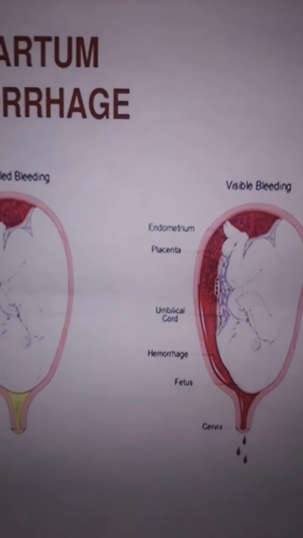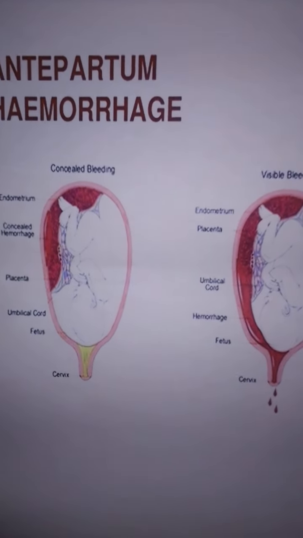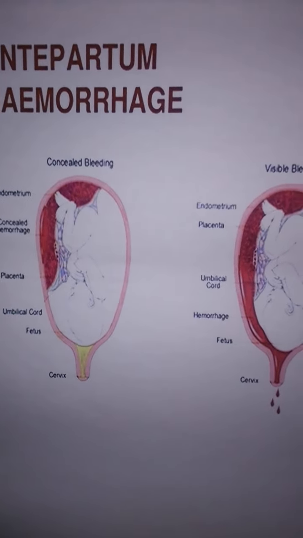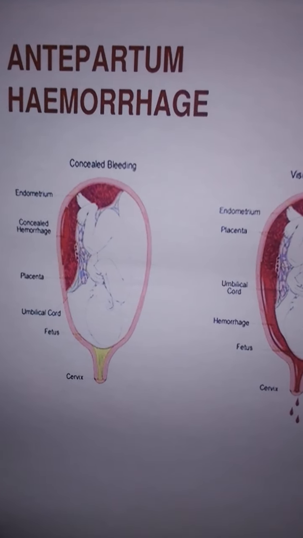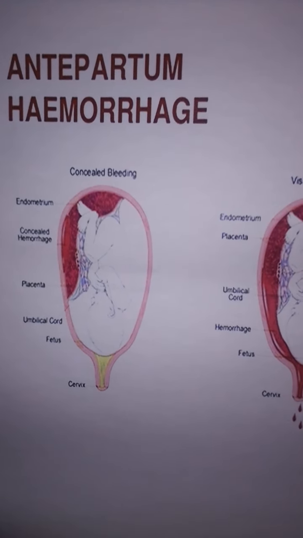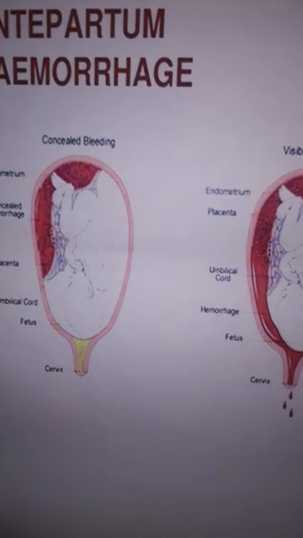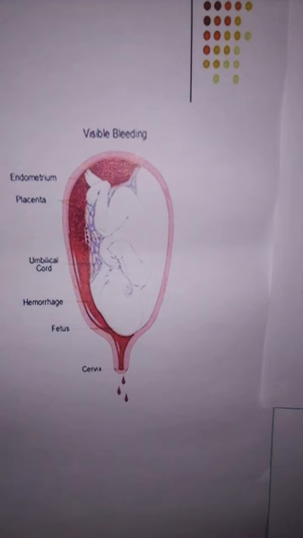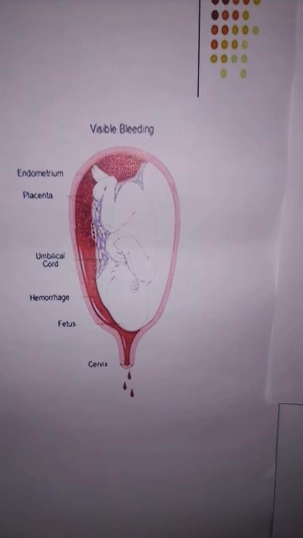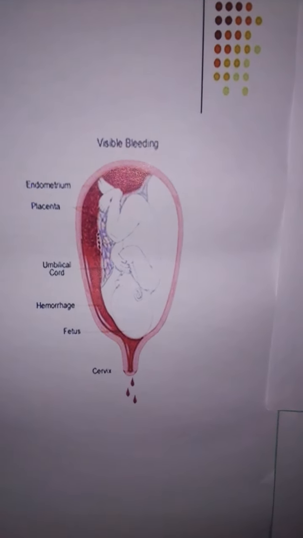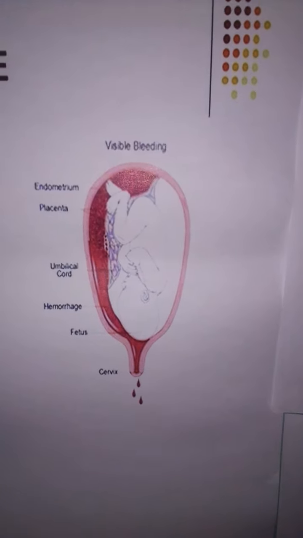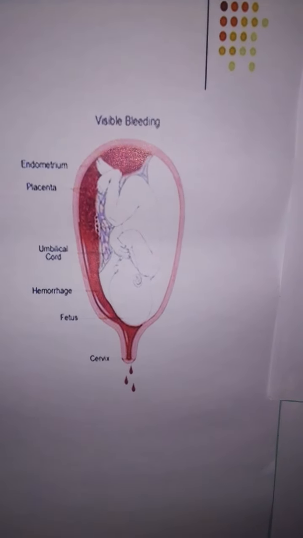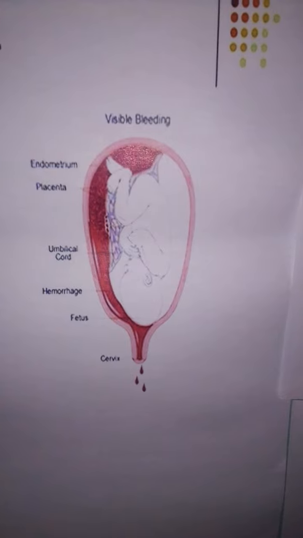This diagram is showing, the first one on the left side is the concealed bleeding, the bleeding that is not visible. And the other one is a revealed bleeding, visible bleeding. There's blood that is escaping the vagina. So that is a revealed bleeding or visible bleeding.